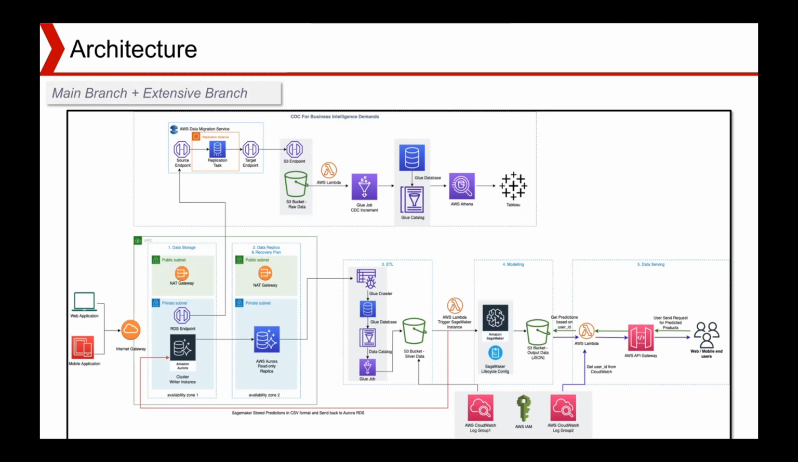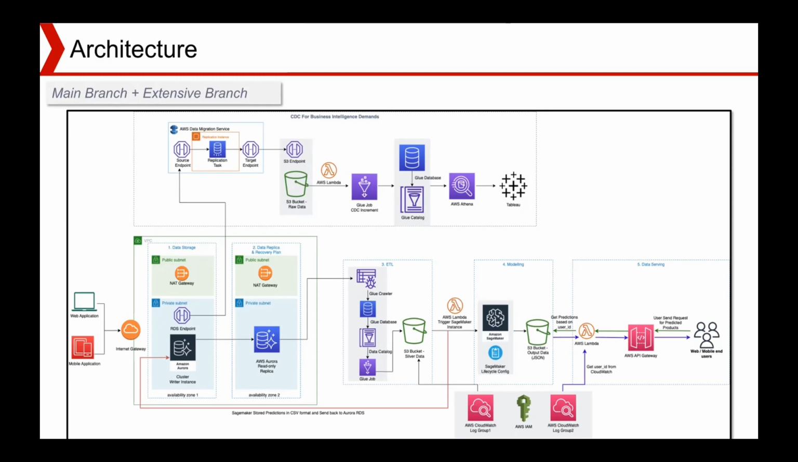And then let's first talk about our main branch, that is the lower part. Our main branch is broken down into 5 main components. The first part is data storage. The second part is data replica and our recovery plan. The third is the ETL part. The fourth is the modeling part, while the last is our data serving part.